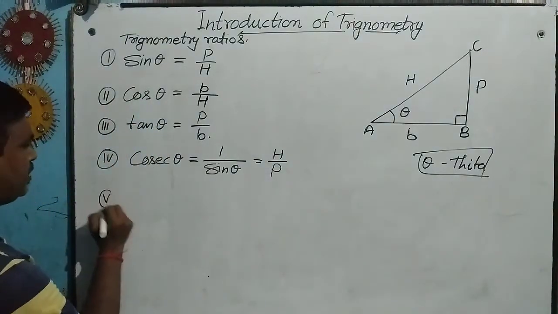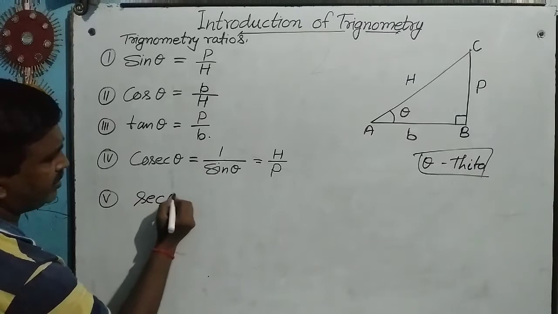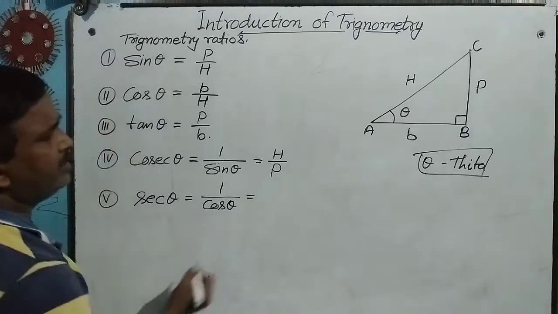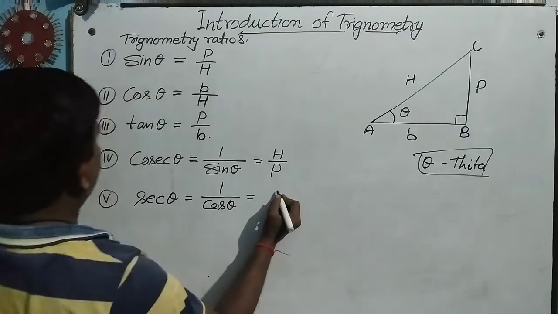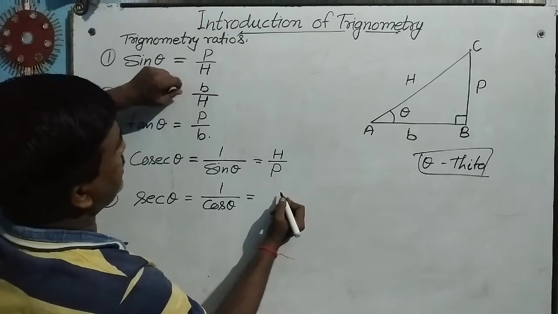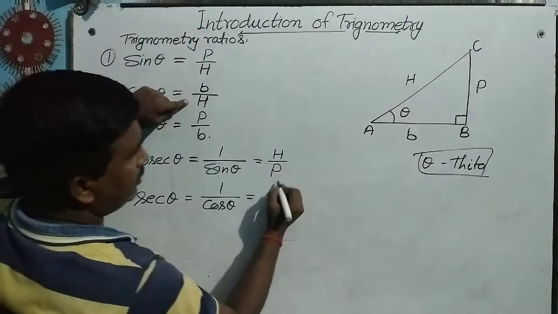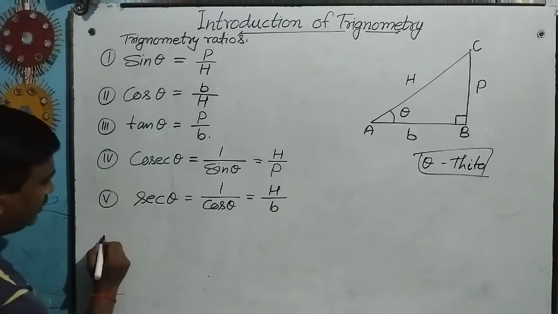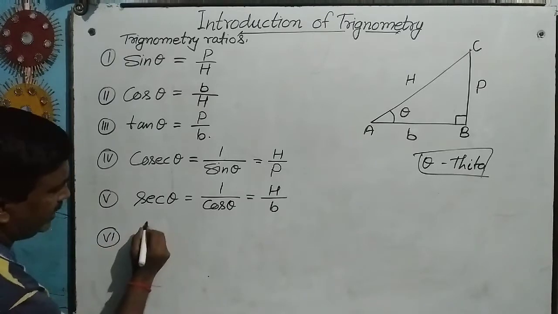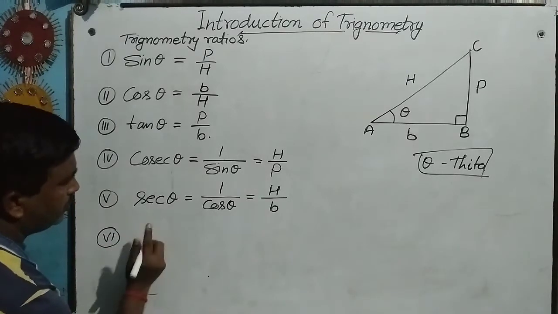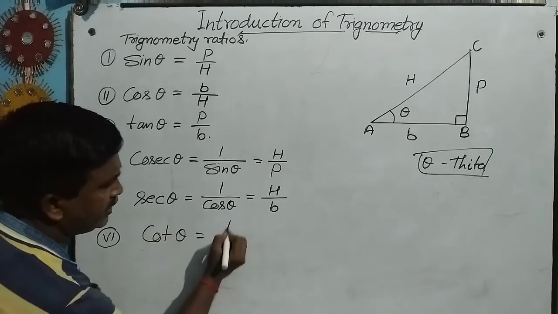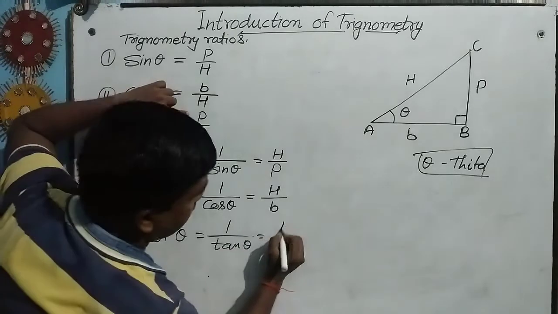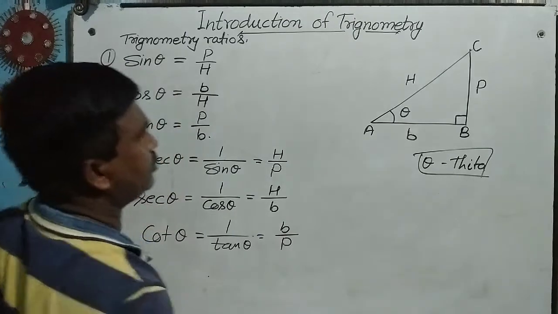Now the fifth ratio is sec theta, which is just the opposite of cos theta, that is H upon B, hypotenuse upon base. The sixth one is cot theta, the opposite of tan theta, that is base upon perpendicular.